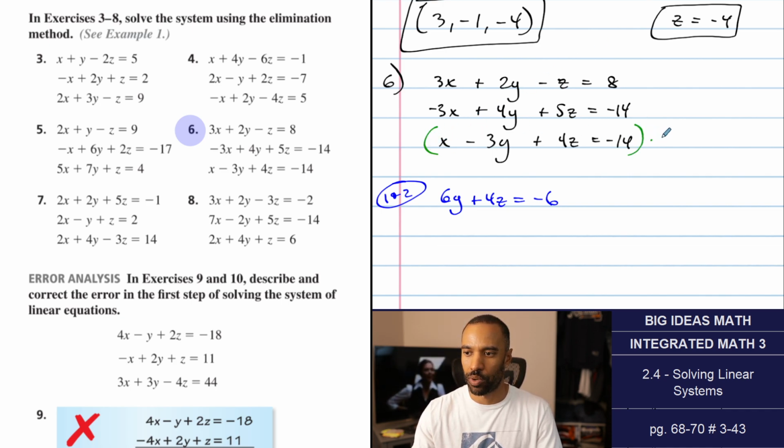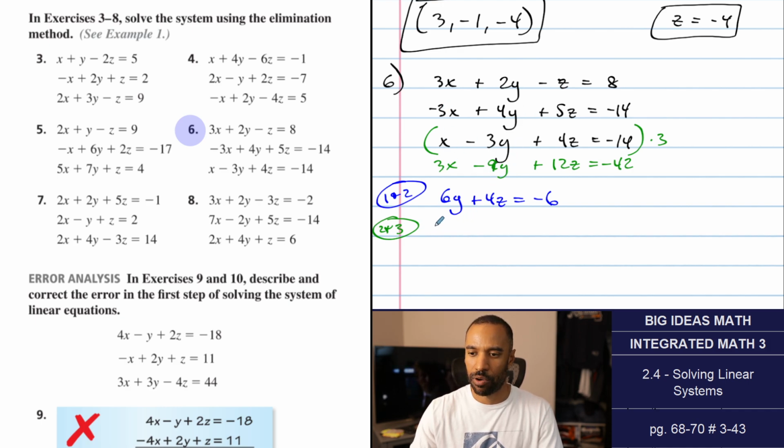Let's do the bottom two equations now as well. If we multiply this one by 3, I'll go ahead and rewrite it right here if that's okay. 3x minus 9y plus 12z equals negative 42. Now let's take equations 2 and 3, and do the same thing in eliminating x. 0, 4y minus 9y is negative 5y, 5z plus 12z is 17z. Sorry, that's a 17. And negative 14 minus 42 is negative 56.